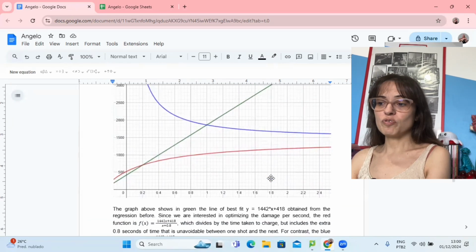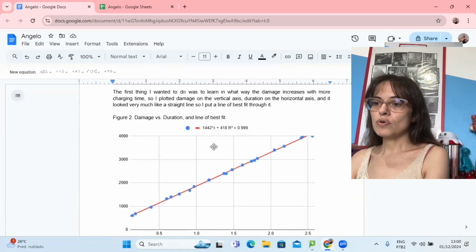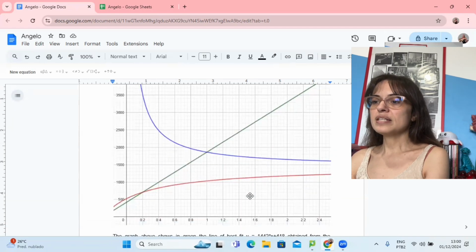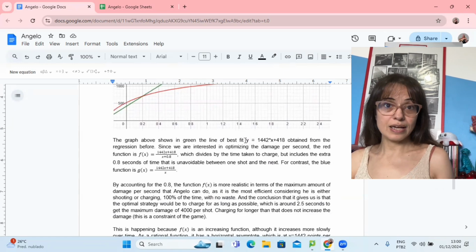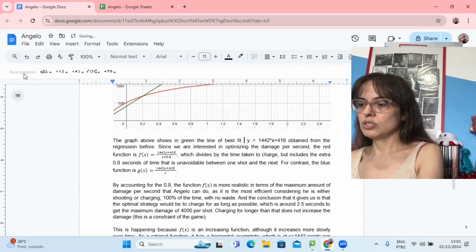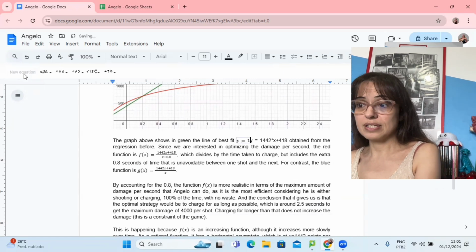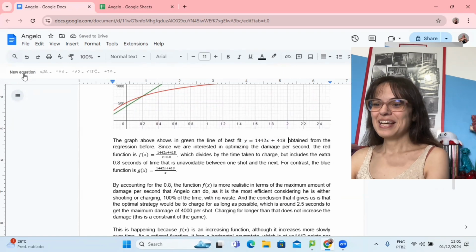The green is the line of best fit, the thing that came from Google Sheets before. It's the same as this red line here, 1442x plus 418. And when I typed it here, you see it's the same thing, but this is what I was saying. Google Sheets can type like this. I can't use calculator notation, so I'm going to put a new equation and type y equals, and then the same thing, but typed correctly. See how much better that looks.